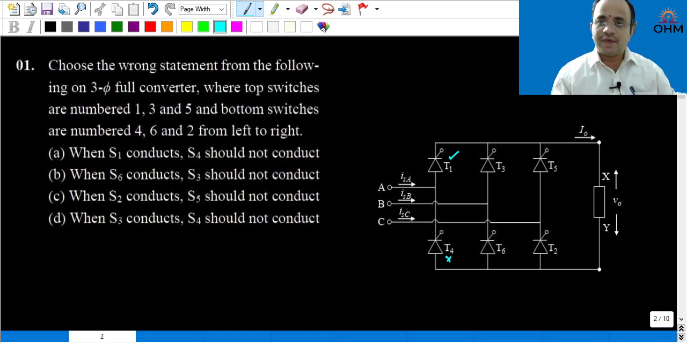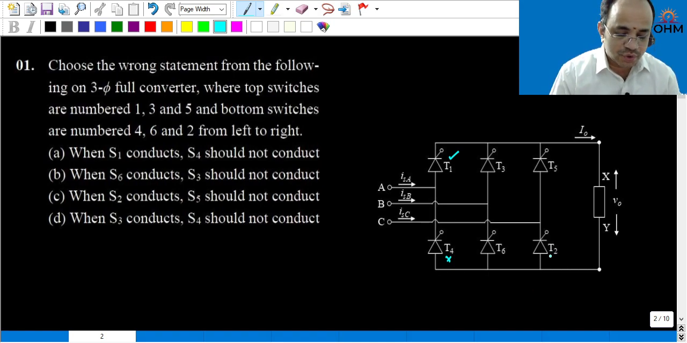And if the same question is given from the inverter's perspective, as the source will be a voltage source, it will get short circuited, so they should not conduct together. So here also, when the upper half device is conducting, the lower half device should not conduct. Option A, if S1 conducts, S4 should not conduct, that is correct. Similarly, if S6 is conducting, S3 should not conduct.